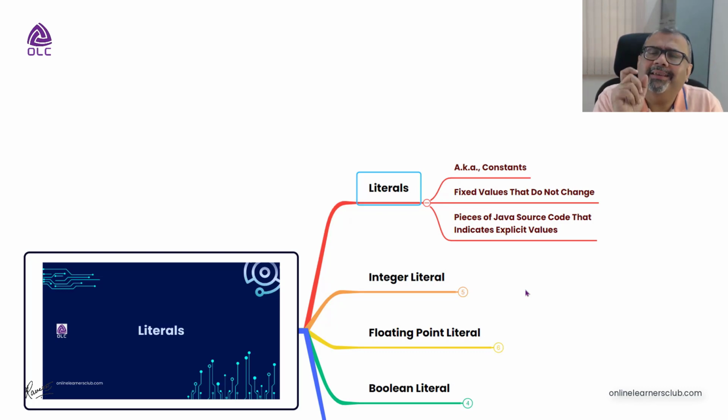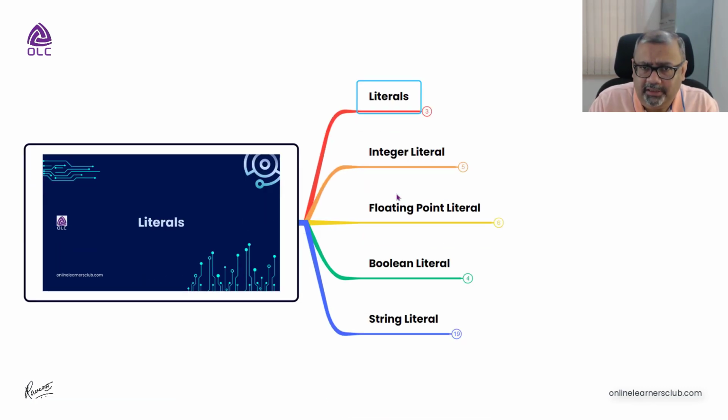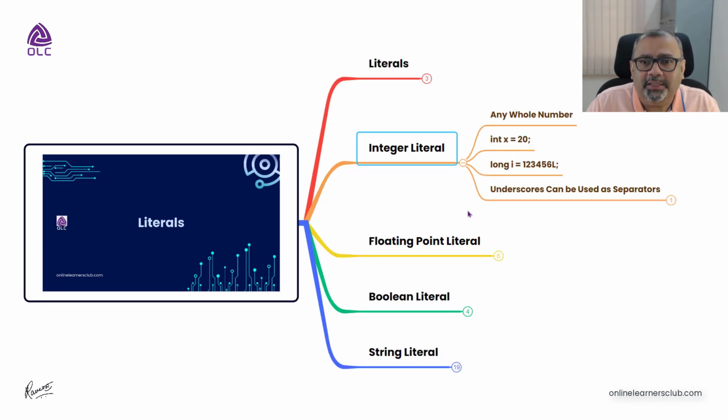So primarily for something which does not change as part of the program, you can use literals, which are nothing but pieces of source code that indicate explicit values in a program. There are four types of literals: integer literal, floating point literal, boolean and string literal.